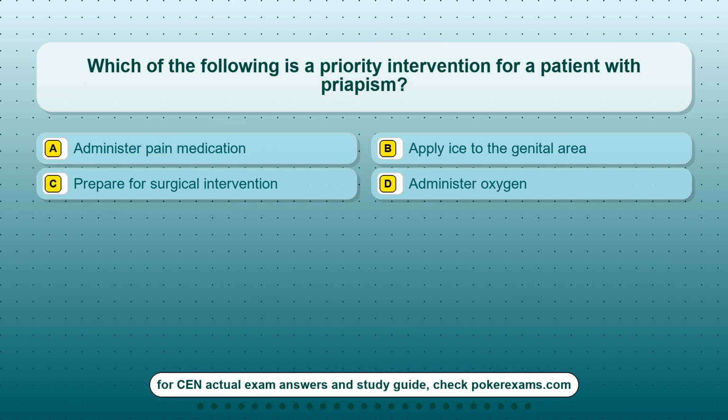Question 3. Which of the following is a priority intervention for a patient with priapism? Option A. Administer pain medication. Option B. Apply ice to the genital area. Option C. Prepare for surgical intervention. Option D. Administer oxygen.